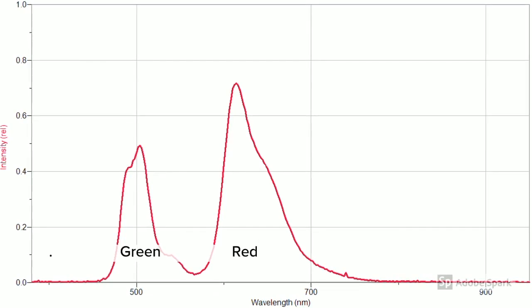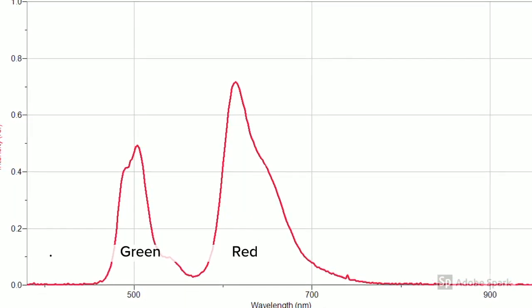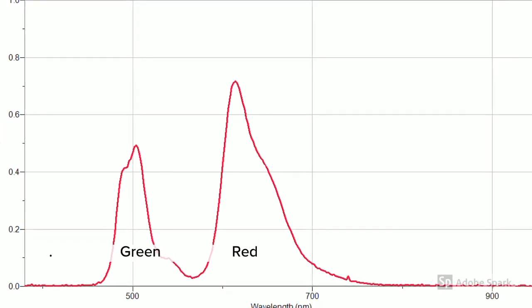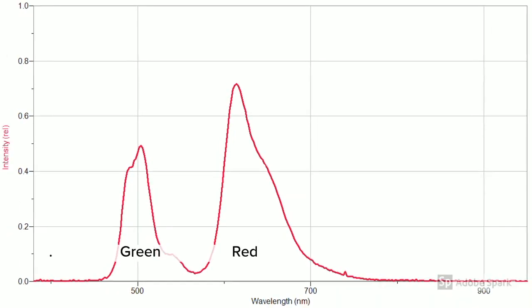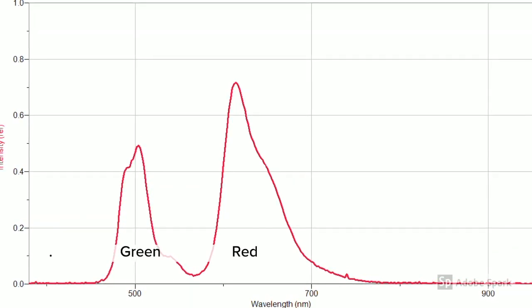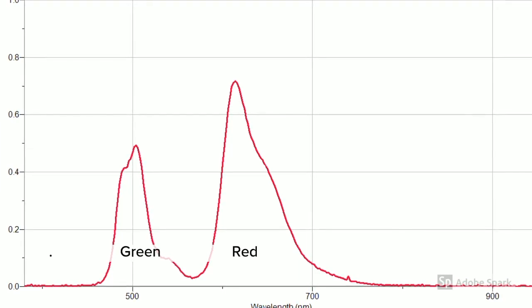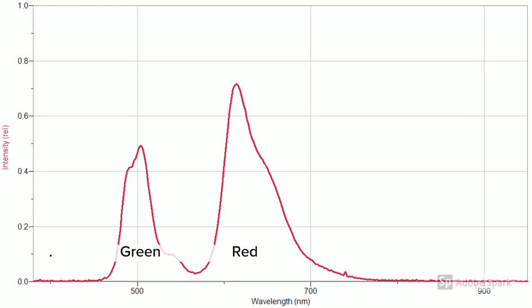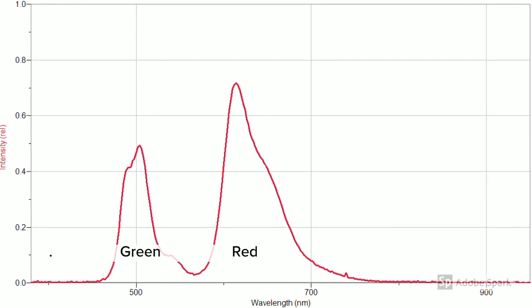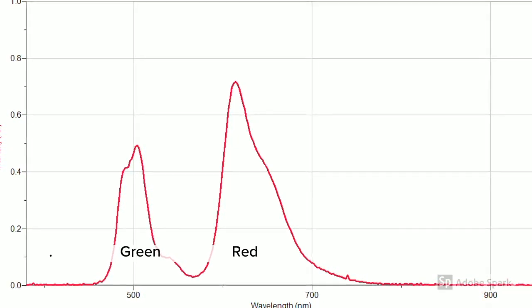The information provided supports our data because, as we can see, the lambda max of green is lower, so it has a higher energy. In a similar fashion, the lambda max of red is higher, so it has a lower energy. Even though we mixed the red and green dyes, the lambda max did not change, even though the color of the dye changed to orange.